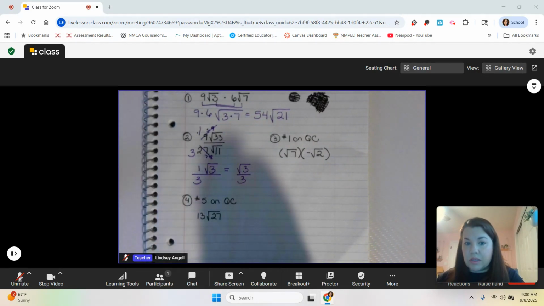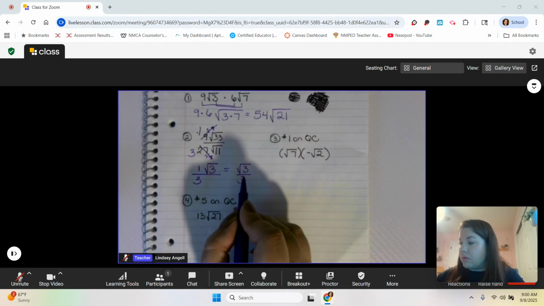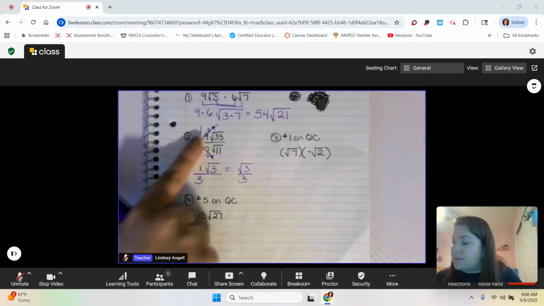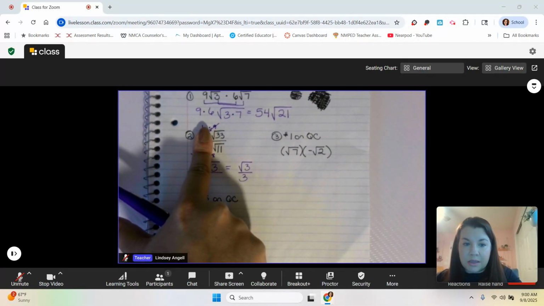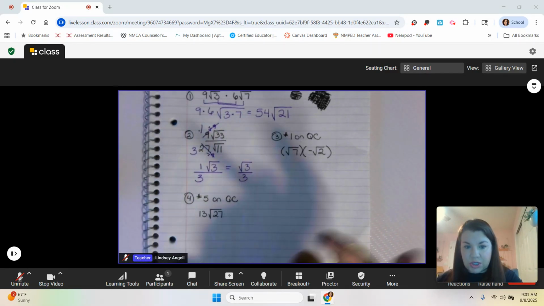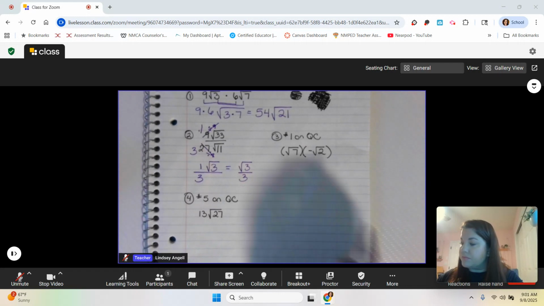Okay? And I put the square root of 3 in the numerator because if you think about it, if these were alone, if I just had the square root of 33 divided by the square root of 11, we would have put it in the numerator anyway. We would have said, oh, it's just the square root of 3. And that's understood that it's in the numerator.